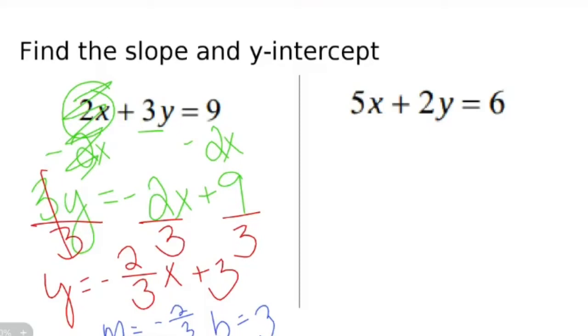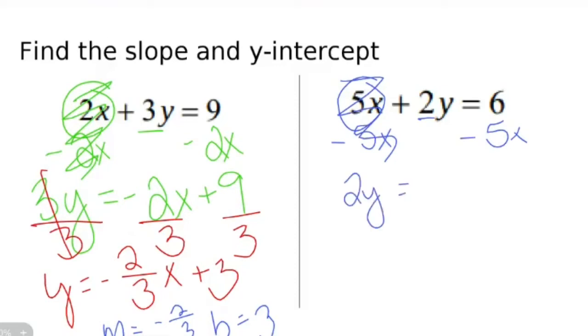Is y all by itself here? No. The answer is no. You have 5x in the way, and you have 2 floating around. I have to get rid of 5x by subtracting 5x from both sides. I have 2y equals negative 5x plus 6. And if you're wondering why I put the negative 5x first, it's because it looks more like slope-intercept form when the x part is first.